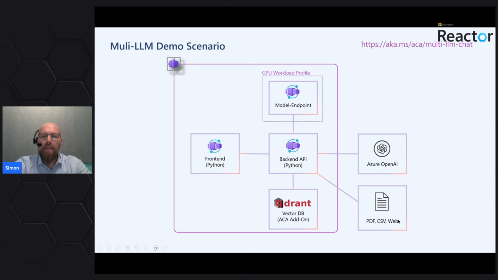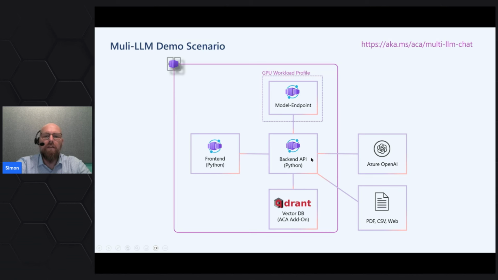Number one, it ingests any PDF, CSV, or website that the user provides through the front end. That gets ingested, and then it creates the embeddings. You can think of embeddings as a fingerprint, or a really LLM-native way to ingest information. These embeddings get generated by the backend app and then stored in our Qdrant vector database, which is deployed as an ACA add-on in this case.